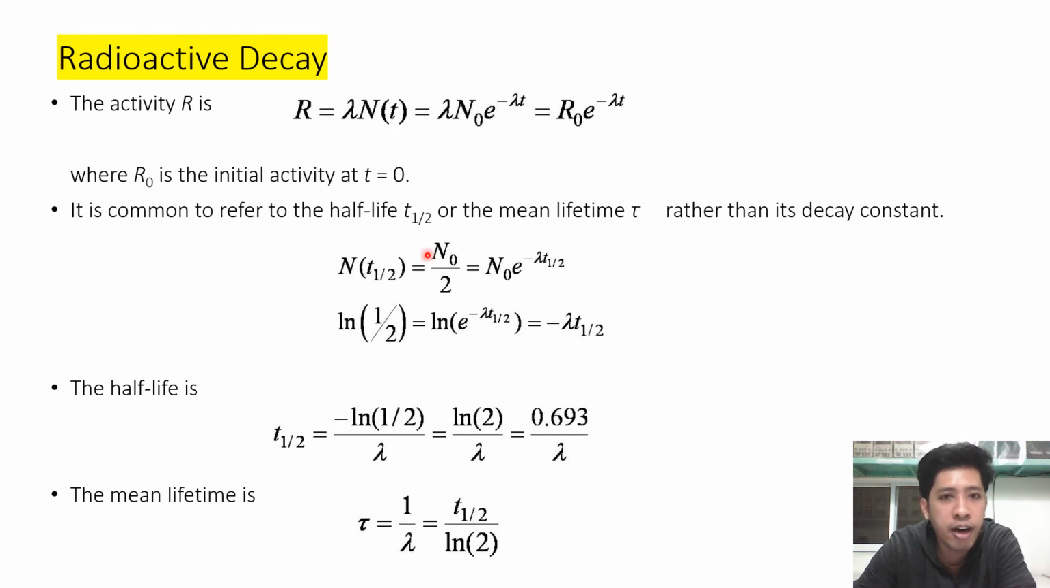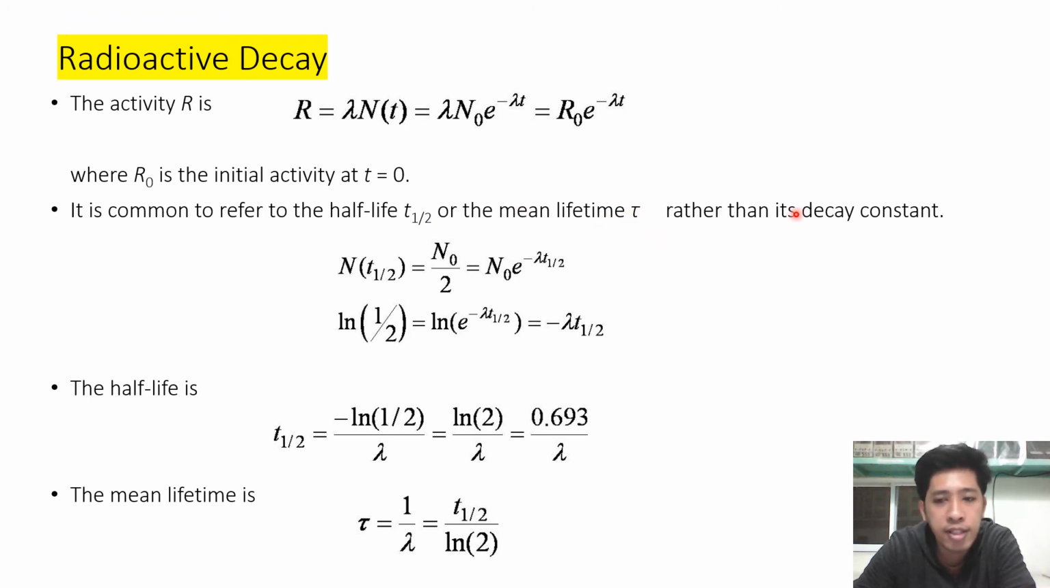The activity R, going back to our first equation, is now your lambda N of t, which is equal to lambda N naught e to the negative lambda t. So we have R naught e to the negative lambda t, where R naught is the initial activity at time equals 0. And it is common to refer to the half-life T1/2 or the mean lifetime tau rather than the decay constant.